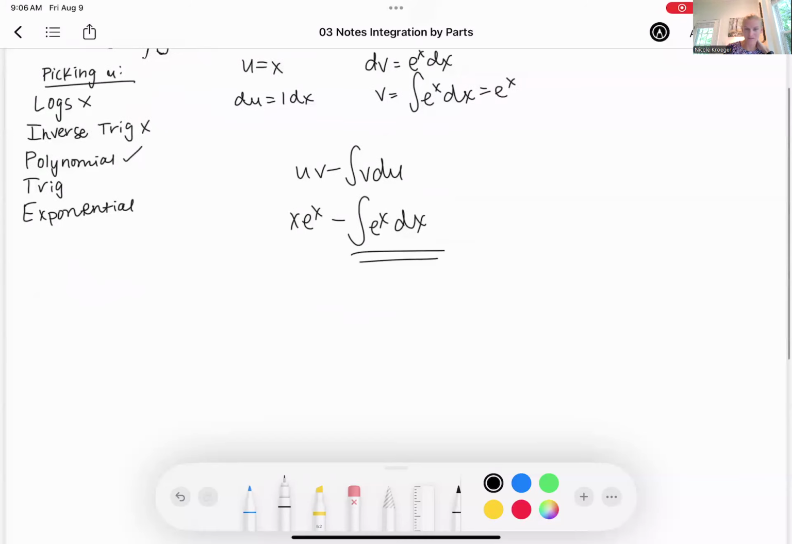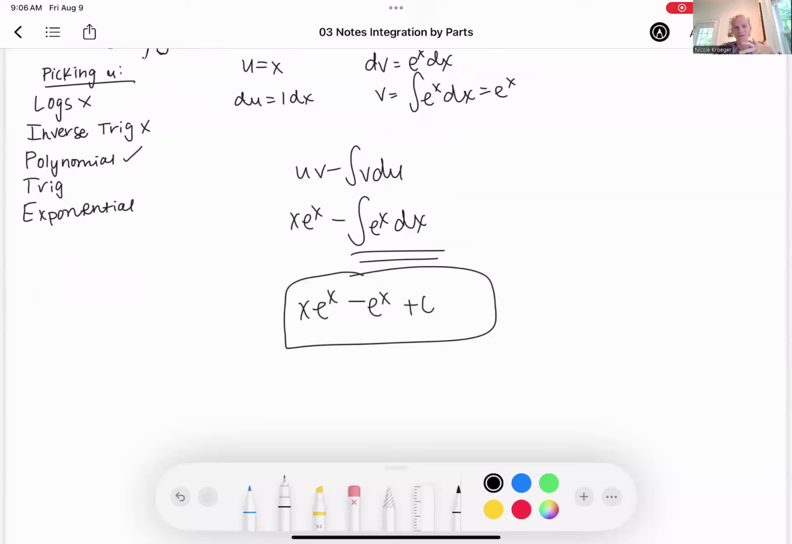And then we still have to compute this integral. Sometimes that's harder than others. Here, this is pretty easy. The integral of e to the x is just e to the x, and then don't forget our plus c. Remember, sometimes we have to do integration by parts twice, which means that this piece might need another integration by parts. This problem worked out nicely, but we'll maybe see a few more complicated ones in class.